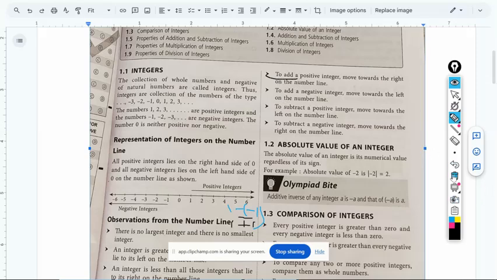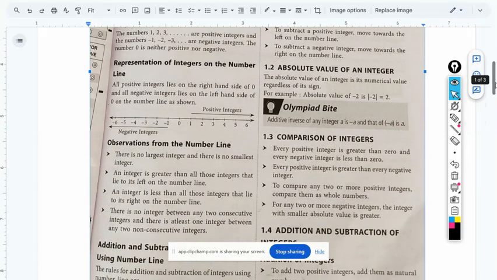Now we are going to learn about the absolute value of an integer. The absolute value of an integer is its numerical value with no sign. Now we have to know about additive inverse. The additive inverse is the opposite of the number. For example, A means you can take any number, say 1. The additive inverse of 1 is -1. The additive inverse of -1 is 1.